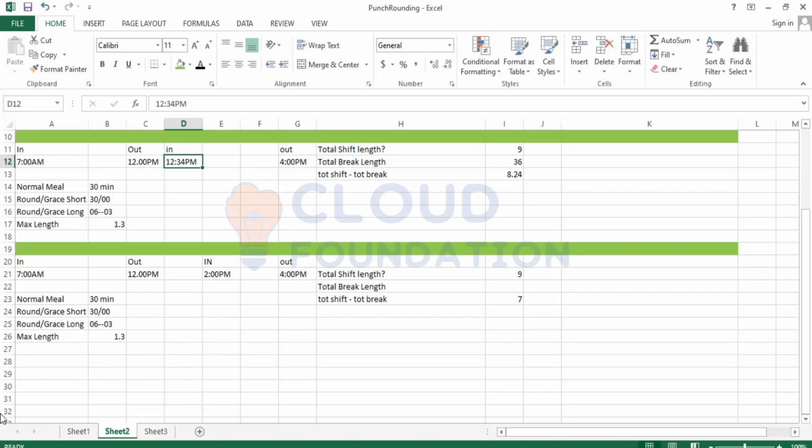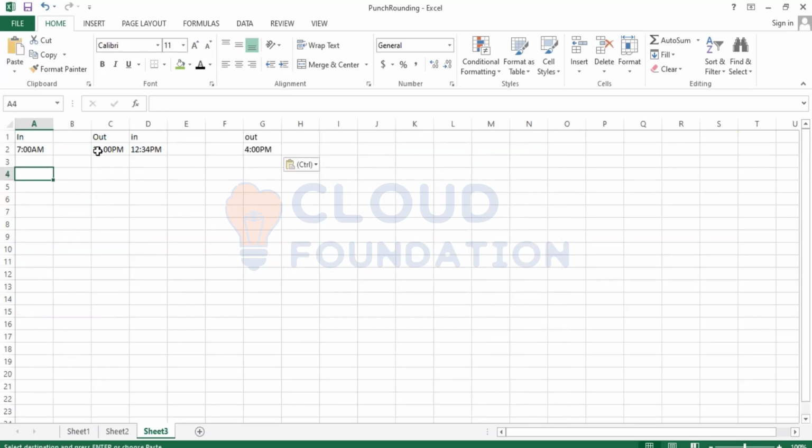So if an employee punches in at say 7, then 11:44 and 12:14 p.m., and 4 p.m. is out. Here the total shift is 9 hours, right? The break is 30 minutes, so 30 minutes is deducted from the shift. So the total shift is 8:30.